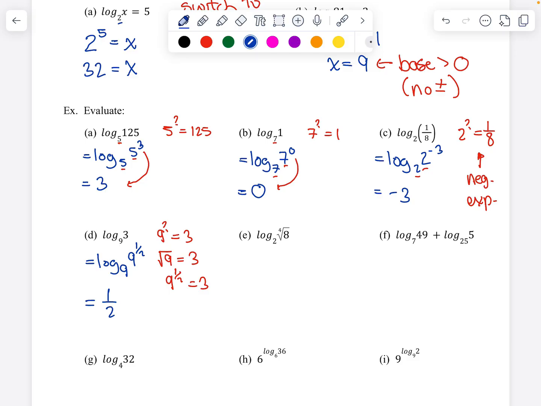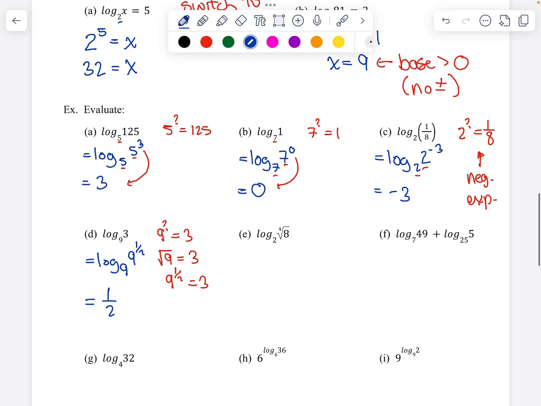In E, we have a little bit of work here, because now I have the 4th root of 8, and somehow I'm trying to write that as a power of 2. The first thing I'm going to do is write the argument in its exponential form. So right now the base is 8, and we have to remember that that radical I can rewrite as exponent 1/4.